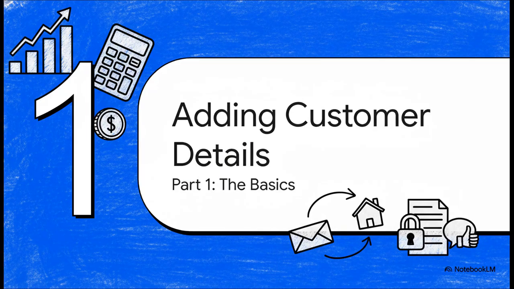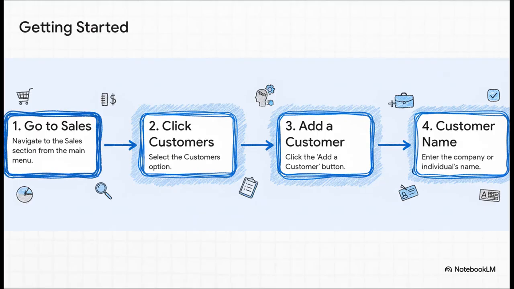Okay, let's jump right into the how-to. We'll start with the basics, just getting to the right place. First things first, you're going to head over to the Sales menu. From there, click on Customers, and then you'll see the Add a Customer button. Easy, right? The very first thing it'll ask for is the customer name.